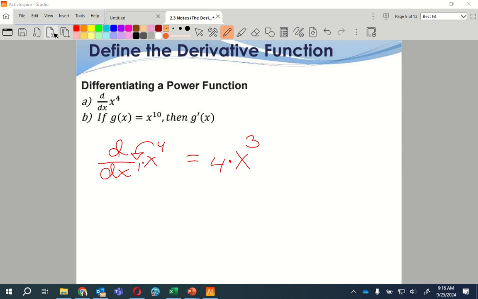And then the other one, 10x to the 10th: g of x, g prime of x is 10x to the 9.